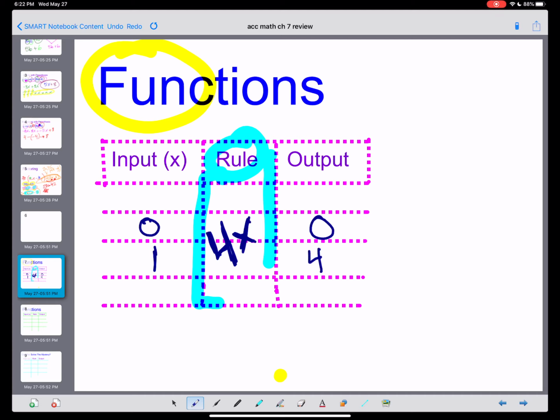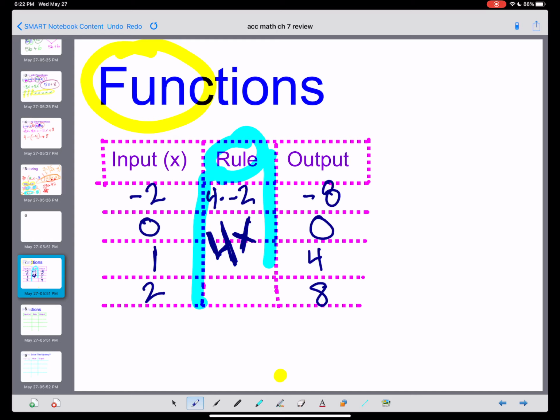Now I want you to think about, if we have 2, and our rule is 4 times x, and x is equal to 2, what do you think the output is? All right, I hope that you said that it would be 4 times 2, which would be 8. Now, I did leave a space at the top. I'm going to throw a negative in here. And if my value of x is negative 2, I would get 4 times negative 2, which would be negative 8.